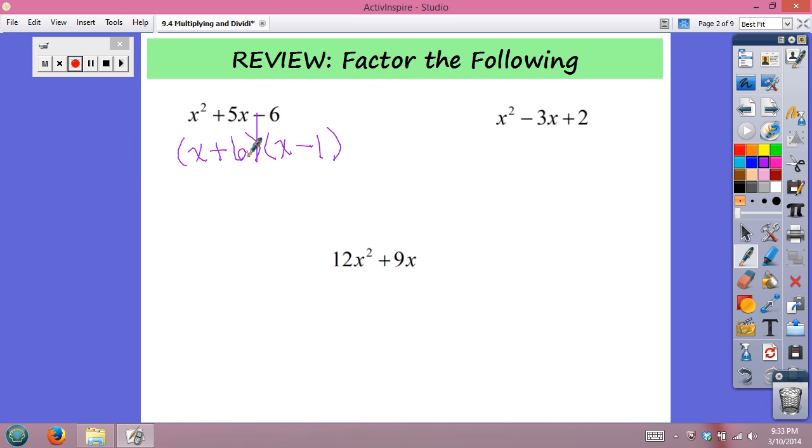So this will factor into x plus 6 and x minus 1. The next one we can factor into x minus 2 and x minus 1. And the bottom, we can take out a common factor of 3x, which will leave us 4x plus 3. Again, simple, easy review, but we must do it.